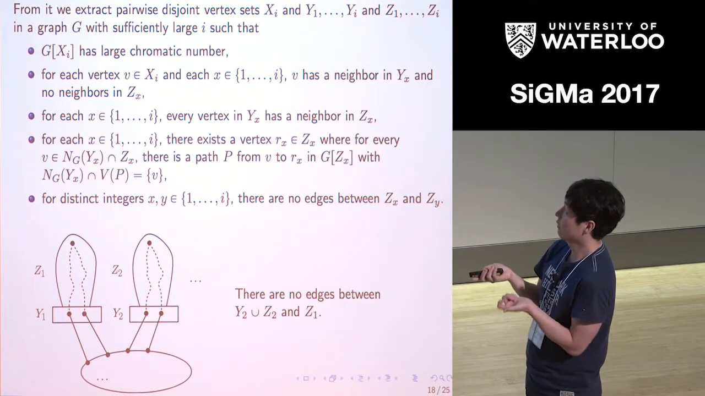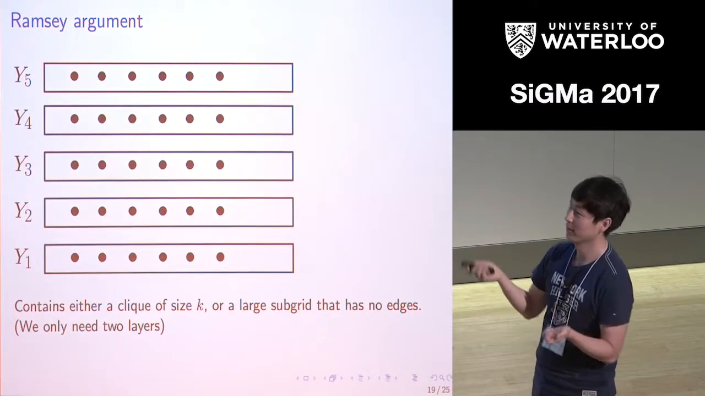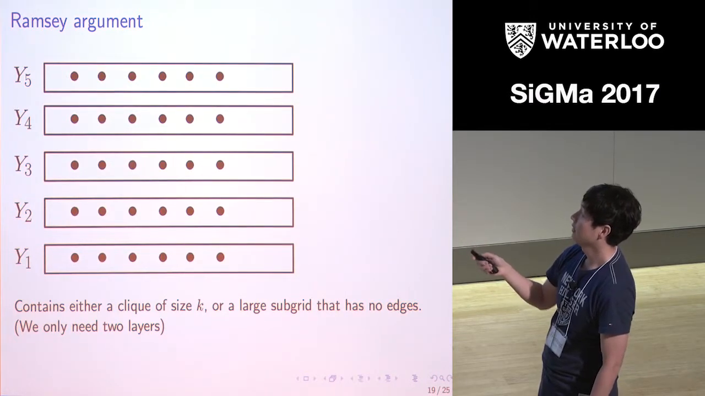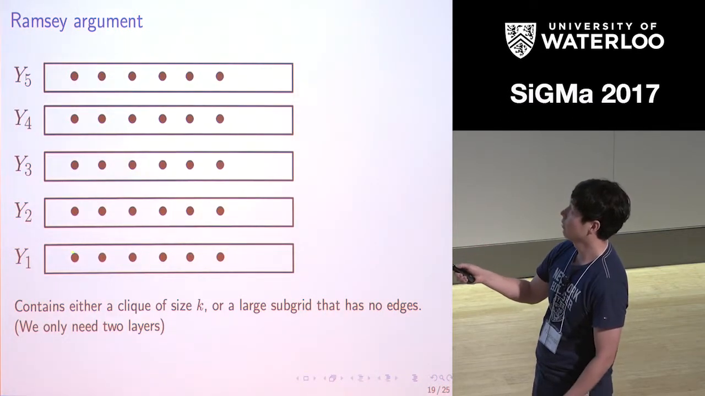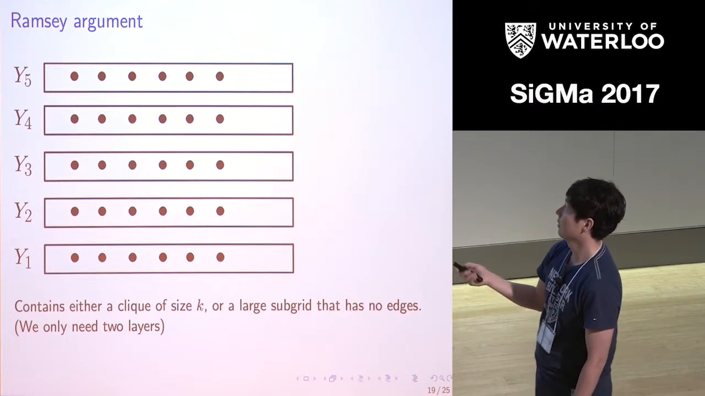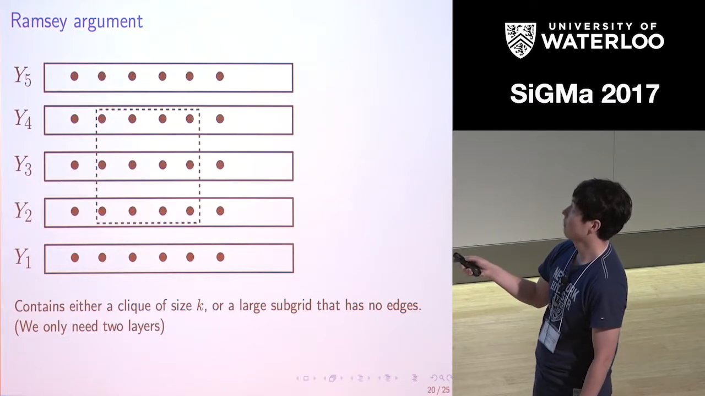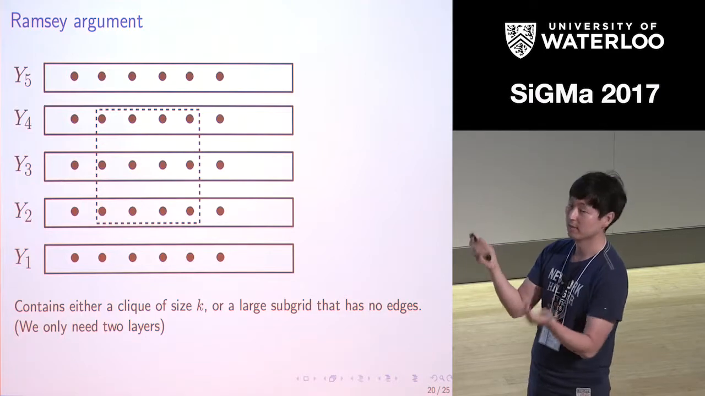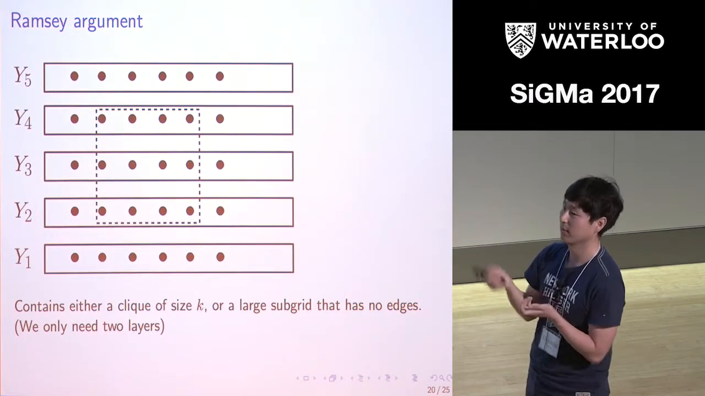To find such two sets, we apply a Ramsey argument, which is already known. You find many y's, which give us some sequence on the yi, and then we can simply say that you can find either a clique of size k here, or some large subpart which has no edges in here. But actually, you don't need three layers. It's sufficient to have two layers in our applications.